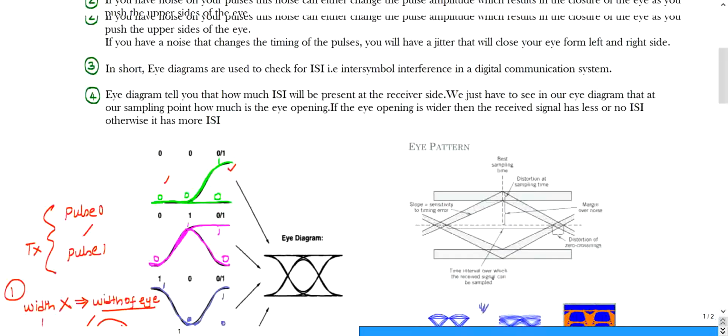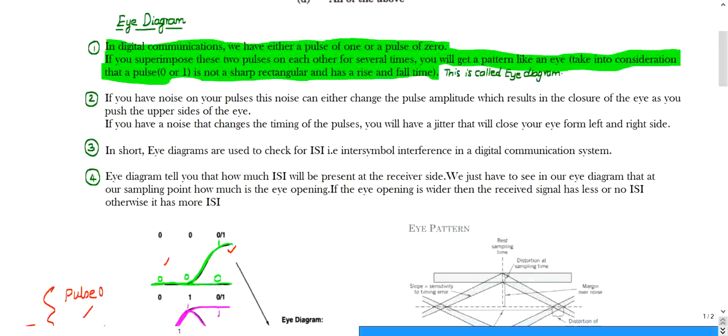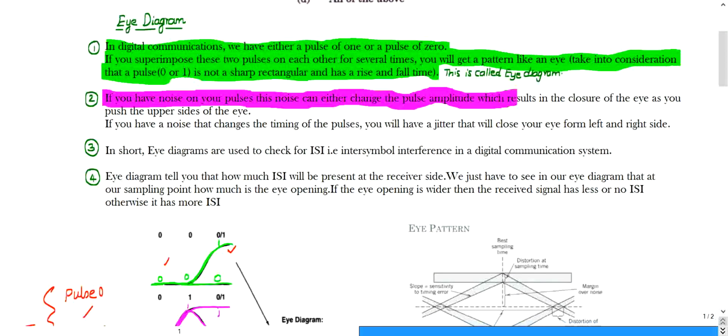So let us go through point number 2 slowly and carefully. It's very simple. If you have noise on your pulse, this noise can change the pulse amplitude, which results in the closure of the eye. If there are any changes in the amplitude of the pulse, it directly affects the closure of the eye. The eye gets almost closed, meaning very low height, as the upper sides of the eye are pushed.